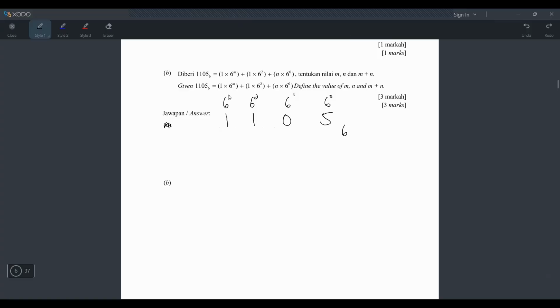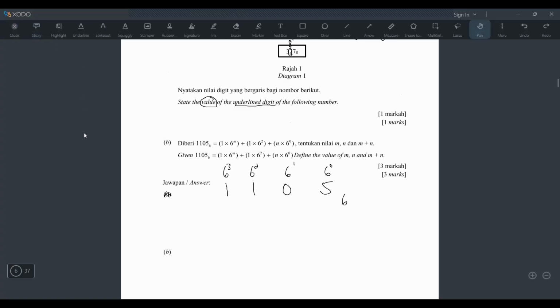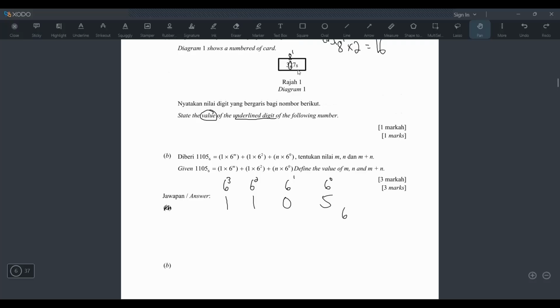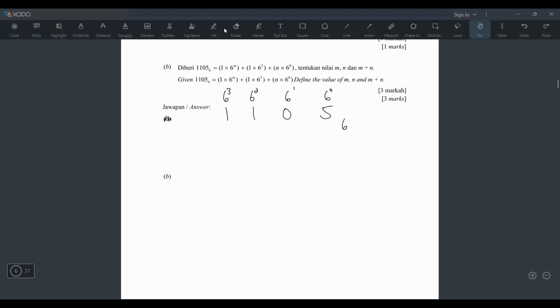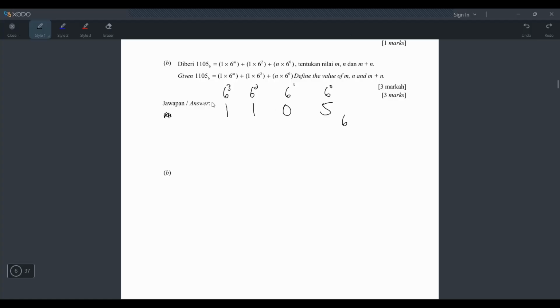But teacher, I thought just now you said it's 8 power 0, 8 power 1. Okay, because just now it was base 8. So if base 8, then the place will be 8 power 0, 1, 2, and so on. But if base 6, it will be 6 power. And also you can see if I want to convert to base 10, what you do is you times, right? So you take 6 power 3 times 1, 6 power 2 times 1, 6 power 1, and so on, and then plus all the numbers together.